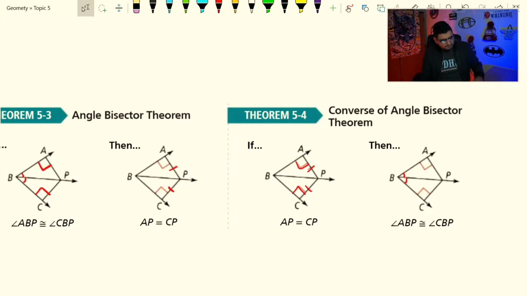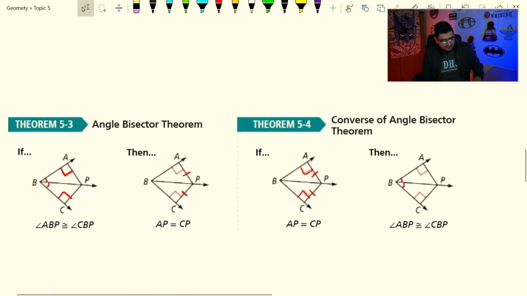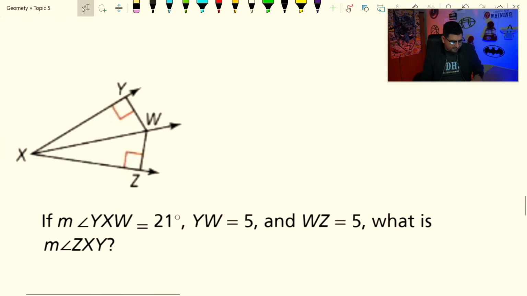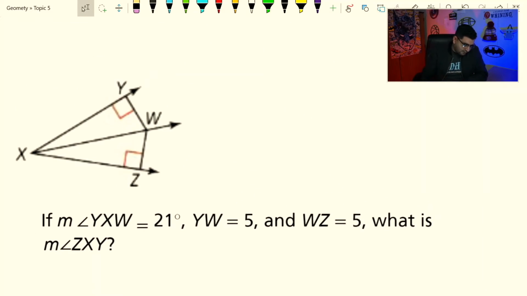Okay? So now we're going to look at what it looks like when we use one of these theorems in a problem. How can it benefit us? So let's go ahead and look at a geometry problem that involves this theorem. So here we have it. It says we have this diagram, and it says if the measurement of angle YXW is equal to 21 degrees, YW is equal to 5, and WZ is equal to 5, what is the measurement of angle ZXY?